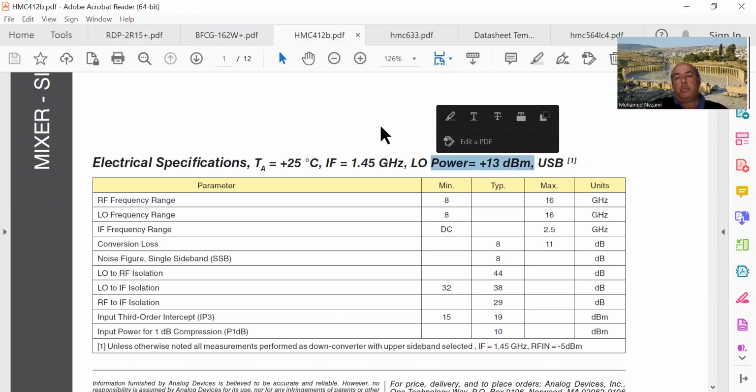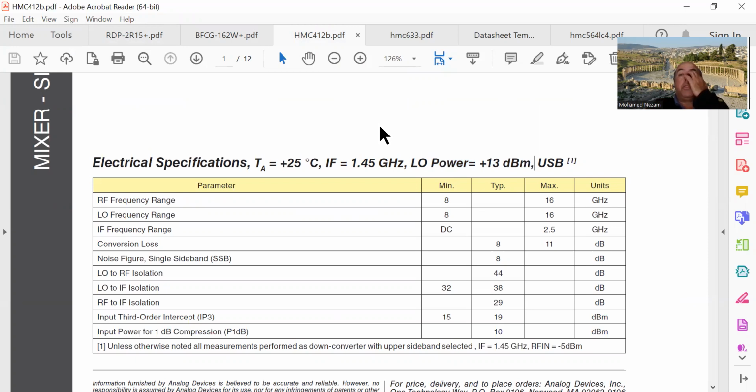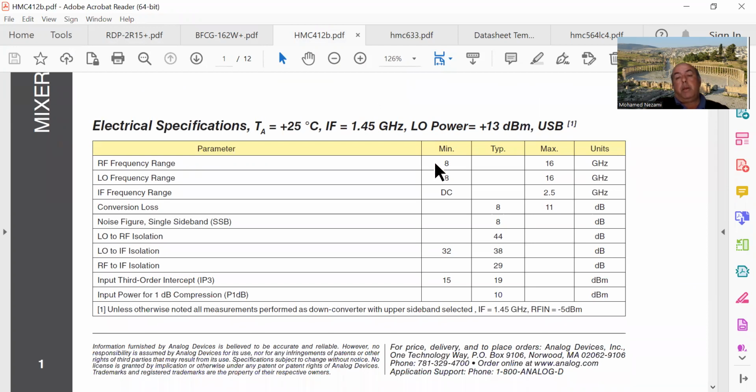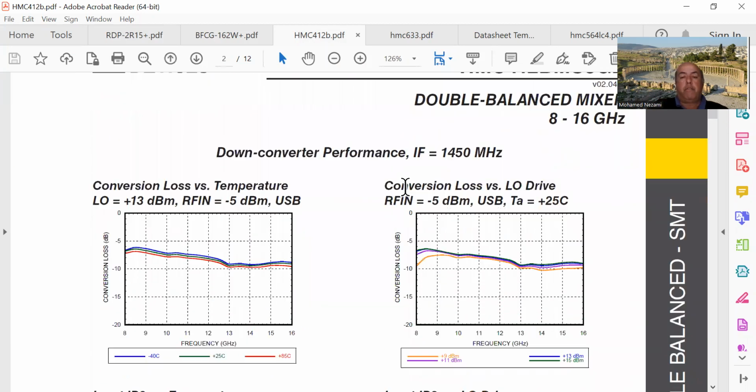The reason we use this is because we want a very high third order intercept point, so we can drive as much as possible and reduce the amount of gain at the RF stages. We want to make sure that most of the strength of the signal is magnified at the IF, not at the RF.